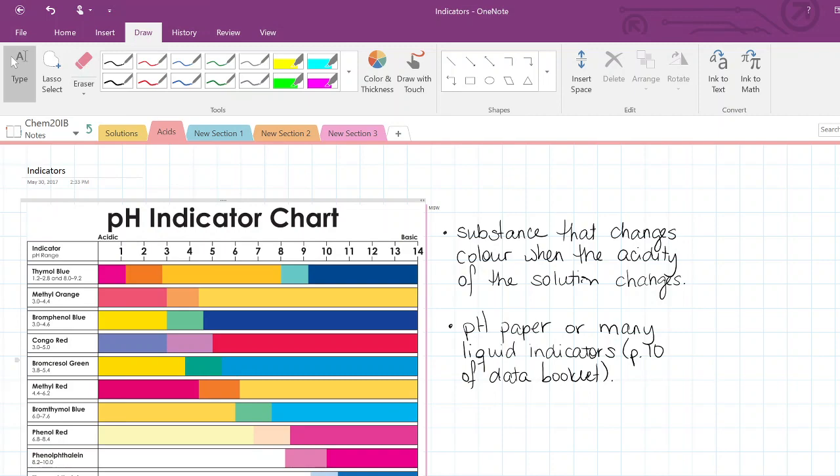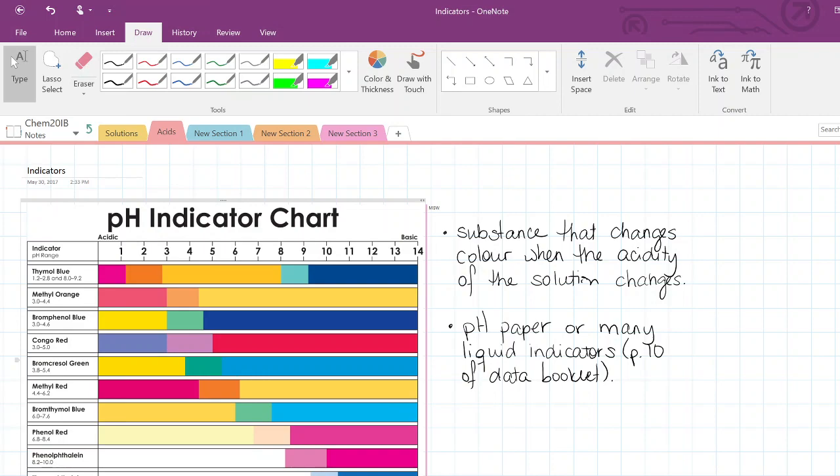Now there is a transition point, and so you'll see that the color changes between this 3.0 and this 4.6 pH. When you're within that pH range, you're going to get a bit of mixing of colors. And when yellow and blue mix together, they form green. So if I'm somewhere within this 3.0 to 4.6 pH, my solution is going to turn this green color.